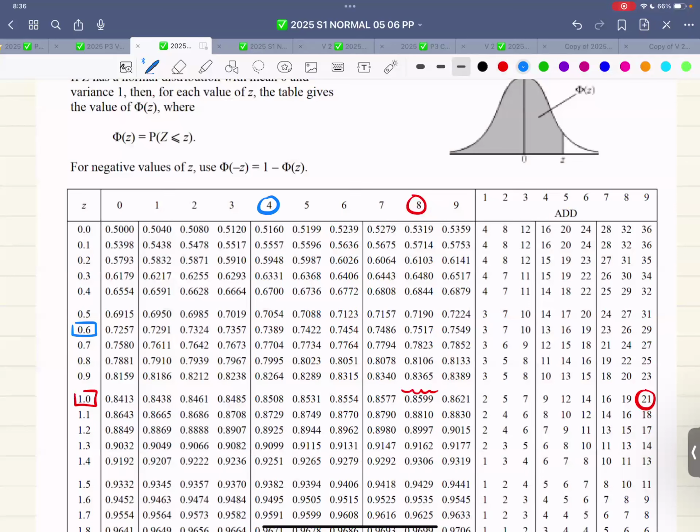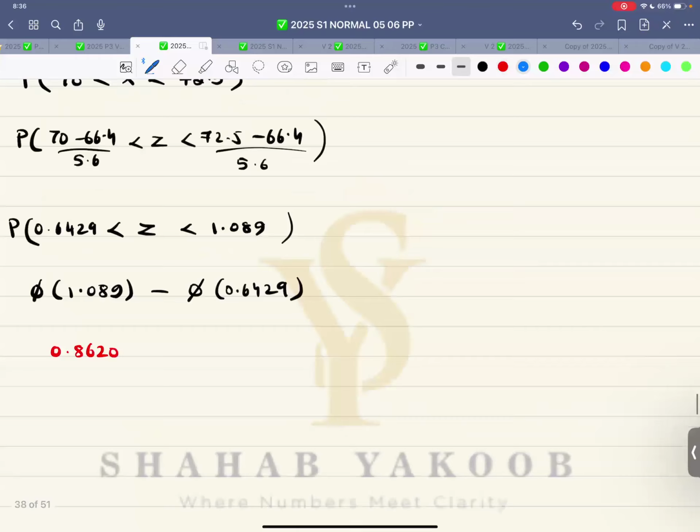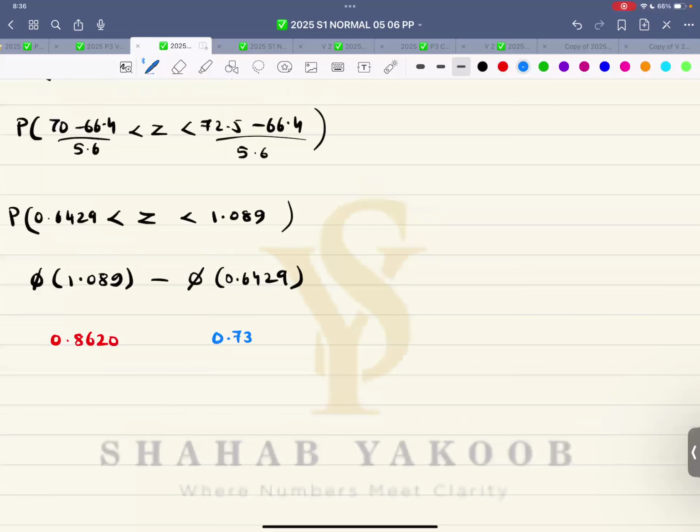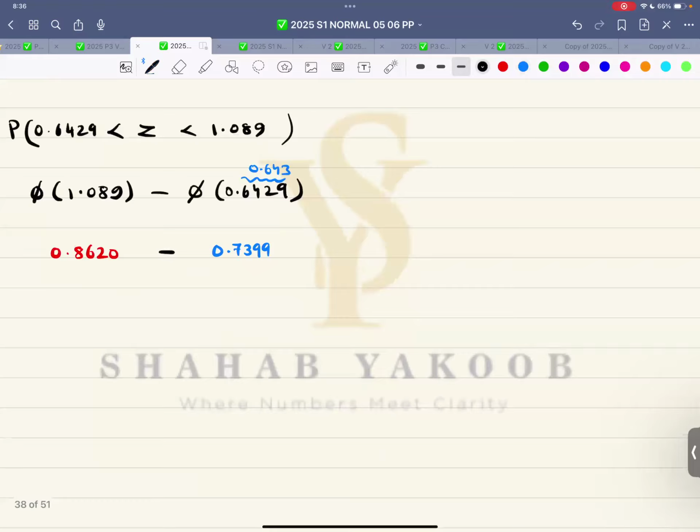This is 0.64, that is this thing, and 6429, so 0.643. 0.643 would do the job. So therefore 0.7399. The value that I read off was 0.643 because that is 3 decimal places. So now let's subtract. Let me grab my calculator. That is 0.8620 minus 0.7399. That comes out to be 0.1221.